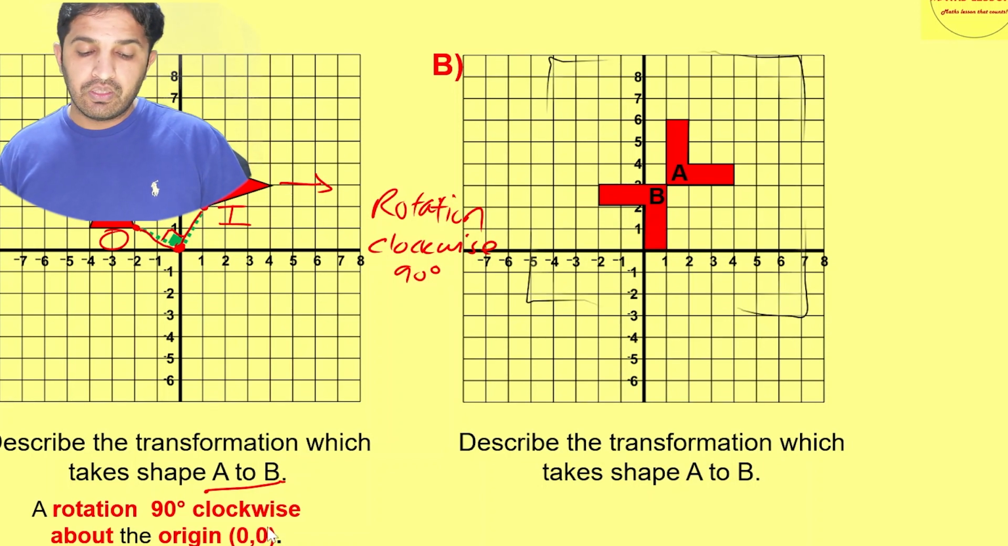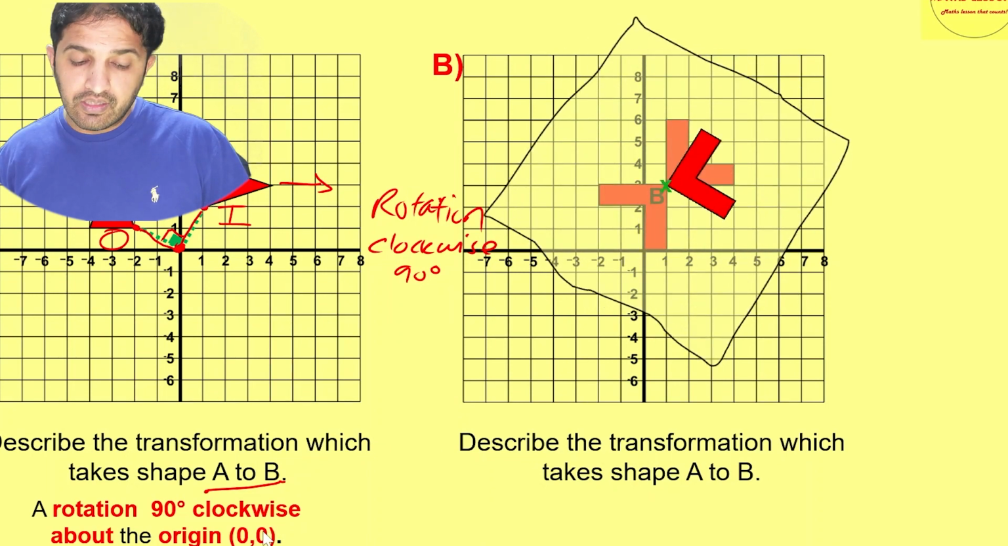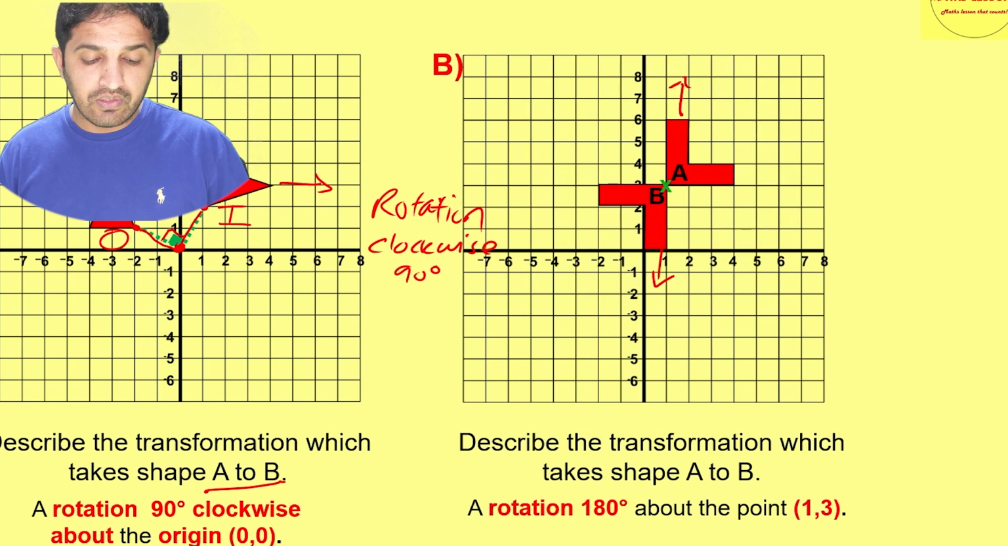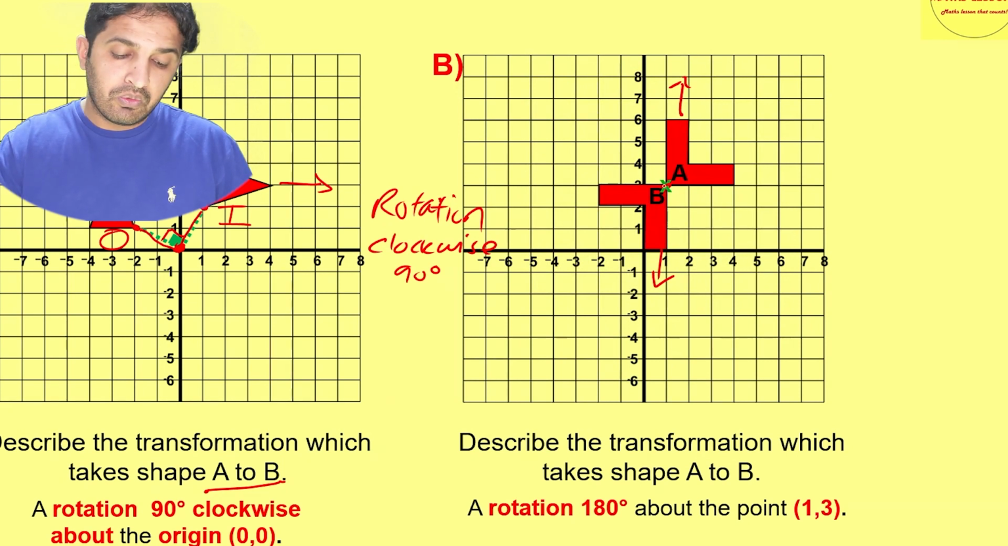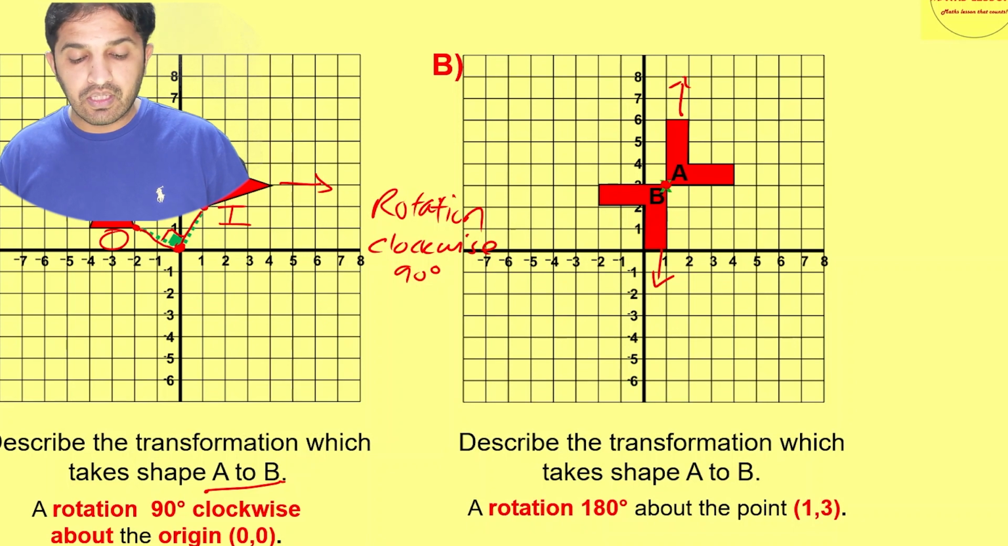So we know it's a rotation. It's a 180 degree rotation. The center of rotation is where those 2 points meet, because they are touching. So we know that is going to be the center of rotation.